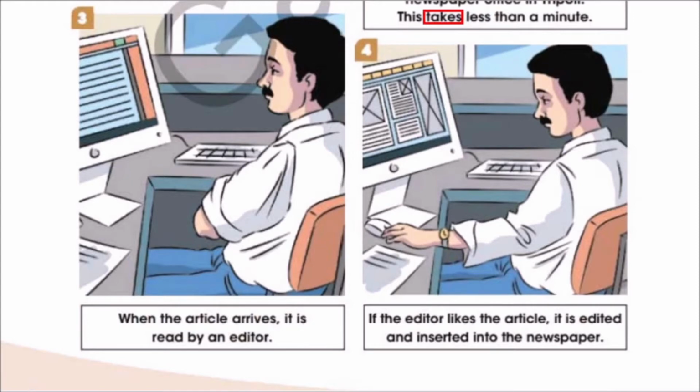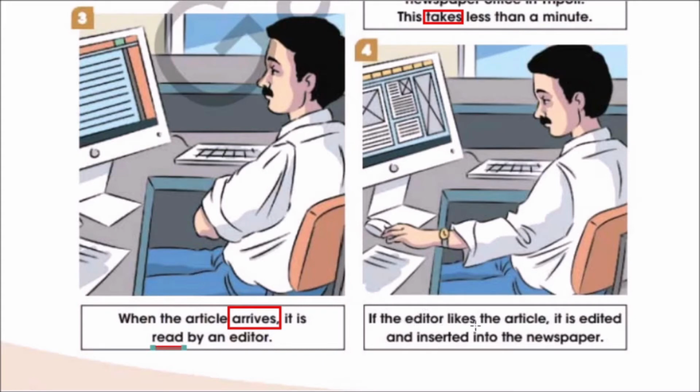Now, when the article arrives, it is read by an editor. Now, we have two verbs here. We have arrives and read. Now, the verb arrives, is it active or passive? Now, who arrives? Very good, the article. So that's an active form of a verb, and it's not a past participle, so we put a rectangle on it. And the verb read, it is read by an editor. Yes, we can see the word by here. That means that read is passive. Very good.